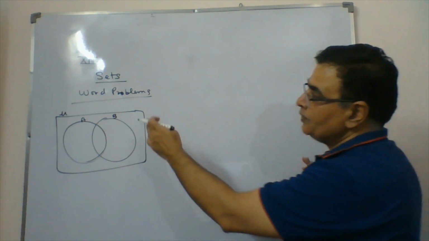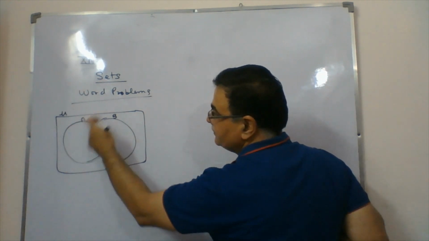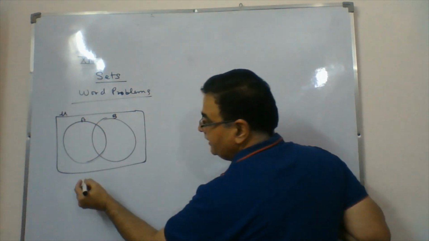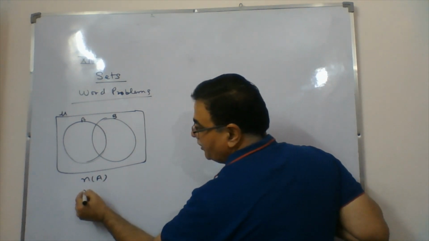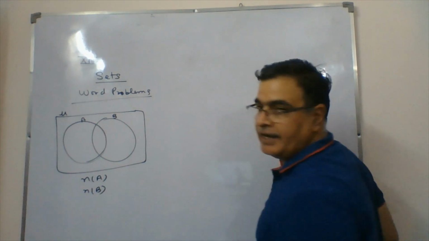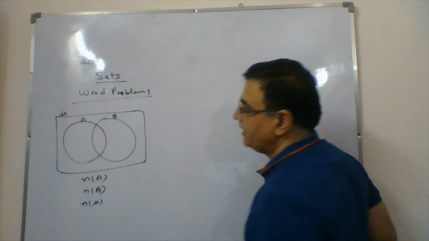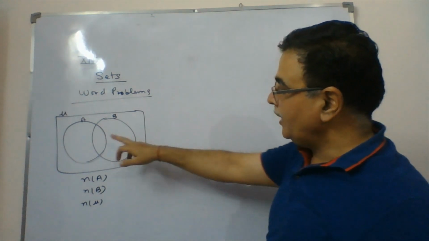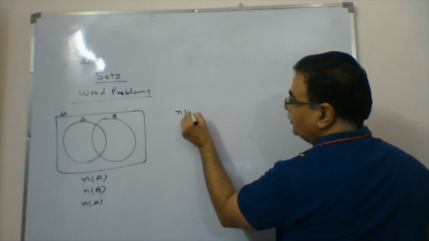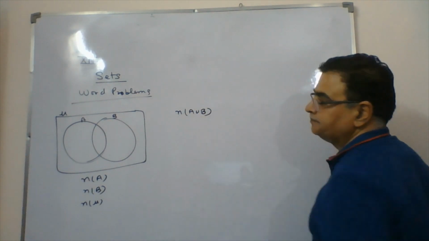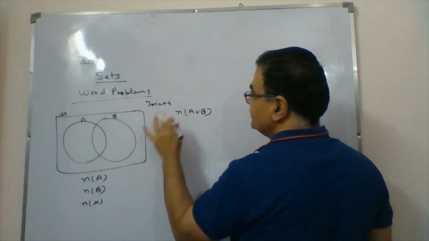So here in this case we have this universal set, this is set A, this is set B, and let the number of elements in set A be given by n(A), number of elements in set B by n(B), and the universal set has n(μ) elements. So n(A), n(B) and n(μ). My question is to find out n(A union B). This is the case in which the sets are joint sets.